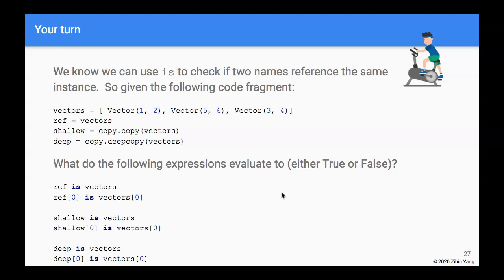Now, one more exercise before we end this topic. We know that we can use the is test to check if two names reference the same object or same instance, right? Given this code fragment, where we have a list of vectors, and we do a reference, a shallow copy, then a deep copy, try to go through it in your head first. Decide whether each of these is tests evaluates to true or false. And once you're done going through this by hand yourself, you can type the code in your Python interpreter and verify that your understanding is correct.